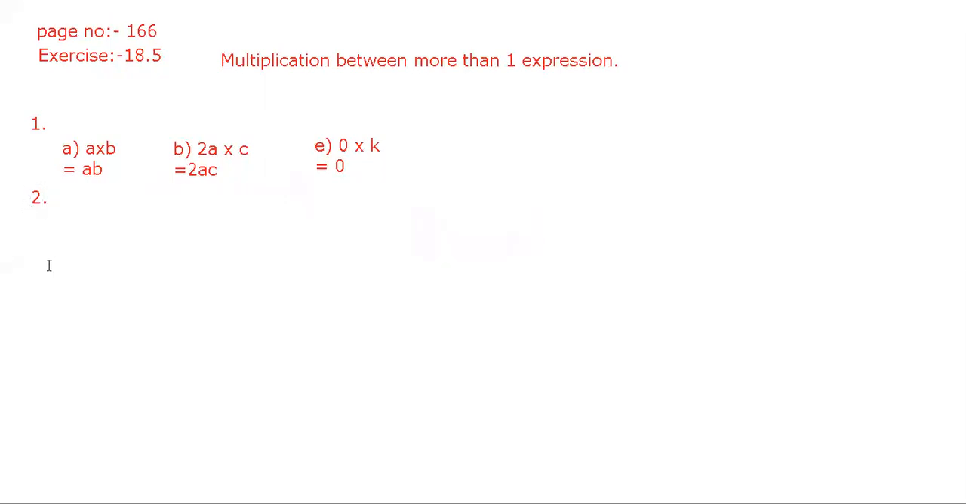Question number two, multiply. For example, I do question C. 7C multiply 5C is equal to, now multiply numbers with numbers and the variable with the variable. 7 and 5, the 35, and here are C and C.